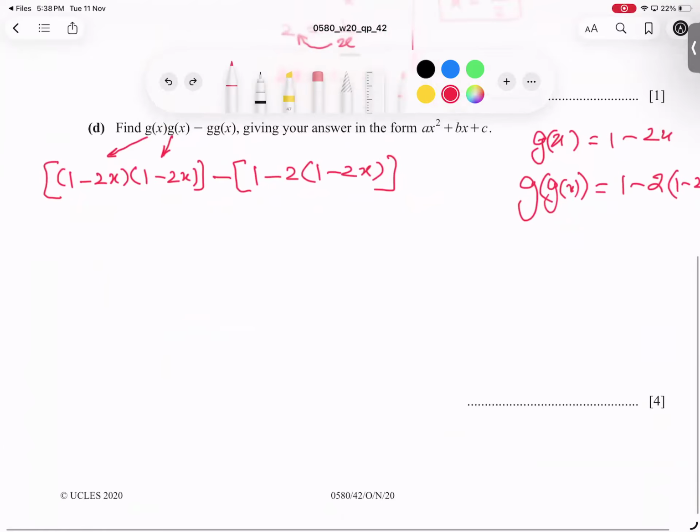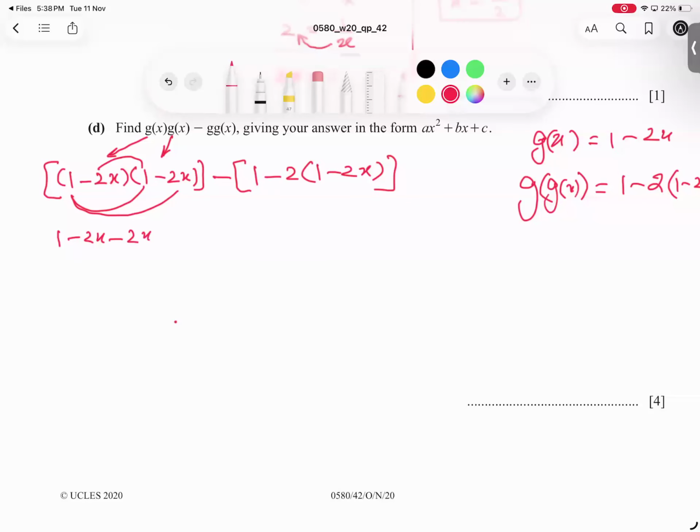So let's start now. 1 into 1, 1. 1 into negative 2x, negative 2x. Negative 2x into 1, negative 2x. Negative into negative, positive, 2 twos are 4. x into x, x square. This first part is done. Second part, 1. 2 multiplied inside, I got negative 2. 2 multiplied inside, negative into negative, positive, 4x.